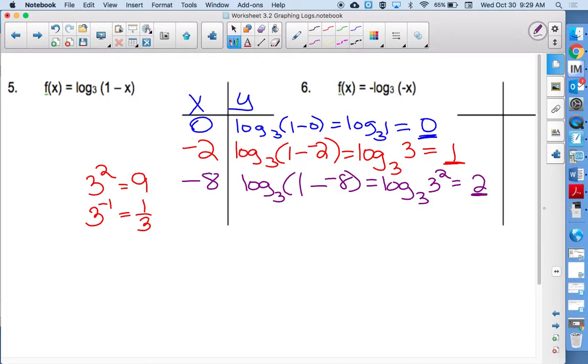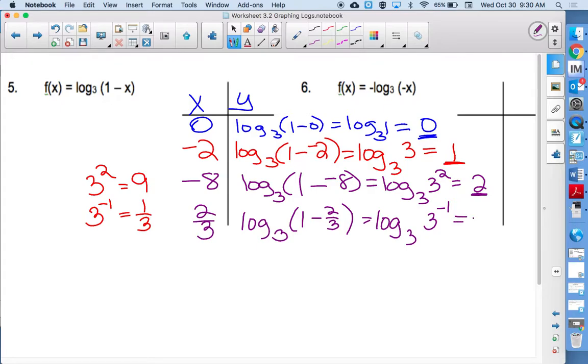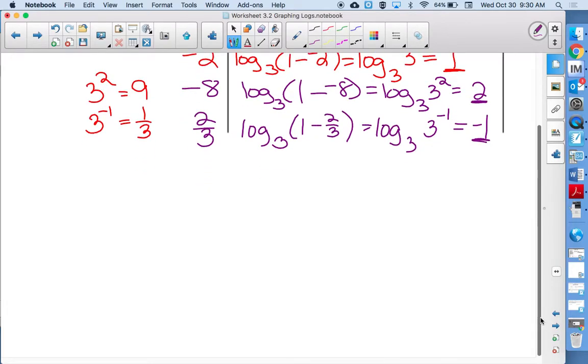And then the last one, if I want to get this to be a fraction of 1/3. 1 minus what makes 1/3? 2/3. So log base 3 of 1 minus 2/3 is really 3 to the negative 1. So that makes negative 1. So you kind of have to think about what number you're trying to create. How can I apply that into the parentheses to get that value? And then graph it. And again, you didn't have graph paper, or maybe you had some extra graph paper lying around.